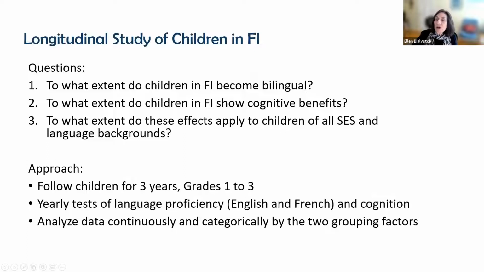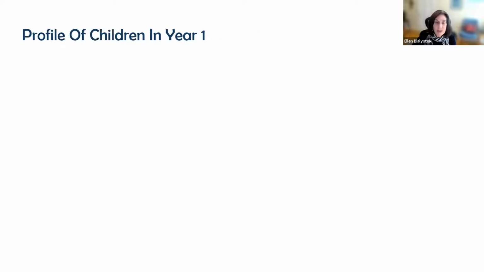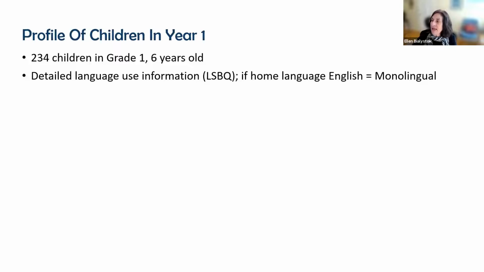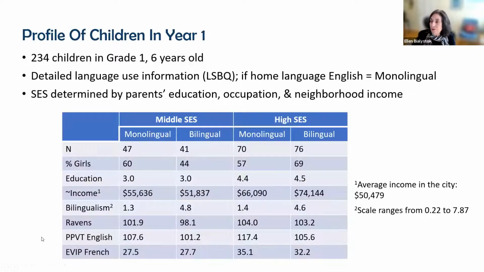We did this as a longitudinal study. We started testing children in first grade when they were 6. And every year we gave them language and cognitive tests. And we analyzed the data both continuously and by groups. So here's who we started with. We had 234 children, and we knew a lot about these children.